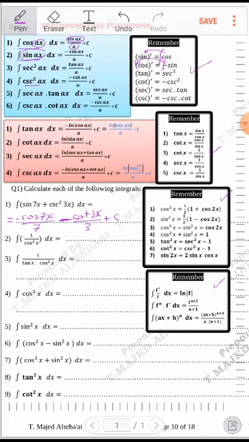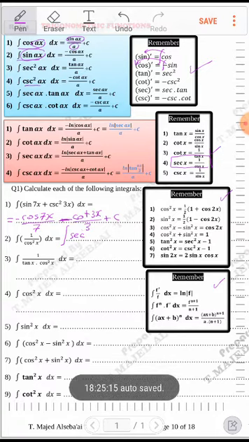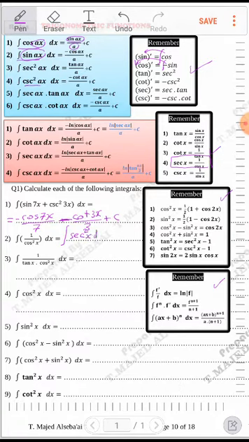Okay, go to the next question. In the next question, as you can see, 1 over cosine squared. Do we have a rule for 1 over cosine squared? There is no rule whatsoever. So what should I do? I must use the trigonometric ratios or identities. You see here that 1 over cosine is sec. So this will be the integration of sec squared x dx, because 1 over cosine squared is sec squared.